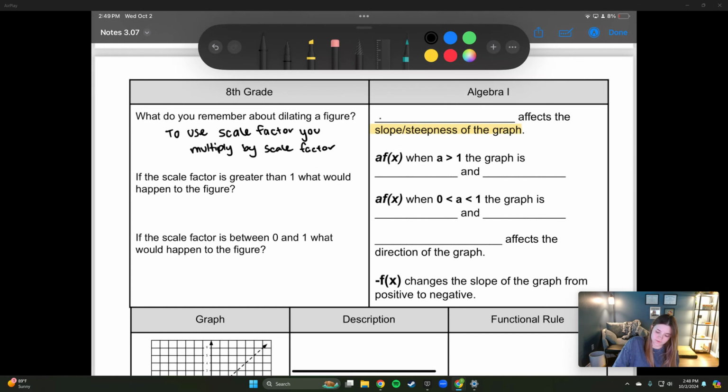So, this vertical stretch or shrink affects the slope and steepness of the graph. Okay, if the scale factor is greater than 1, what happens? If I multiply something by something that's greater than 1, am I getting bigger or smaller? Bigger, right? So the figure is enlarged.